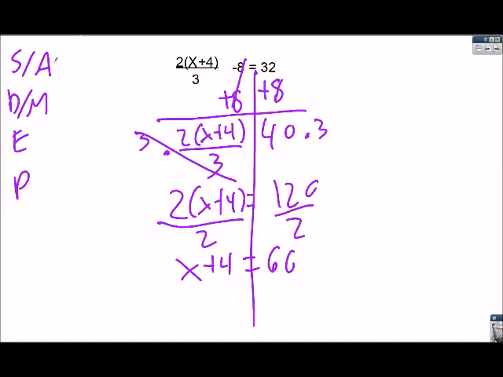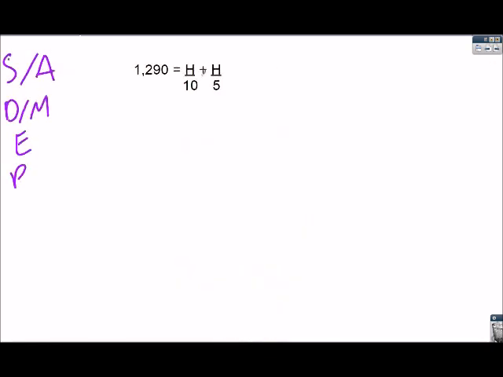So now I go back to SADMEP. Do I have any subtracting, adding? I sure do. So x equals 56. Having subtracting, adding? Yes, but because the fractions don't match, I can't add those together. So I go to my next step. Do I have any dividing and multiplying? Yeah, I'm dividing by this fraction.